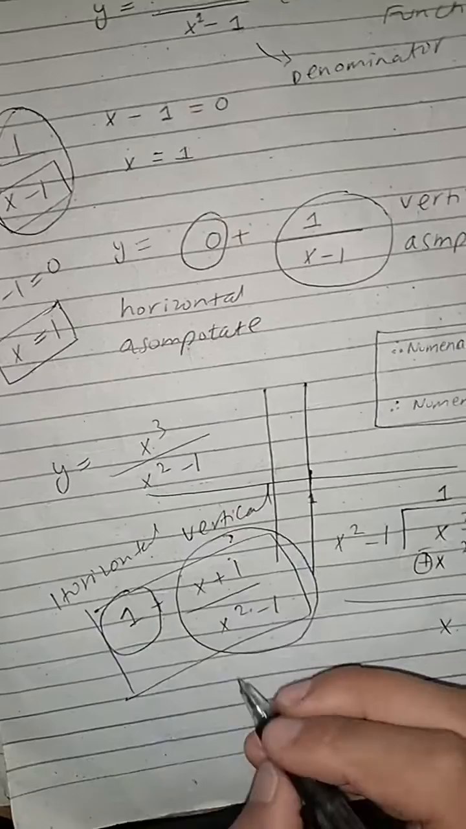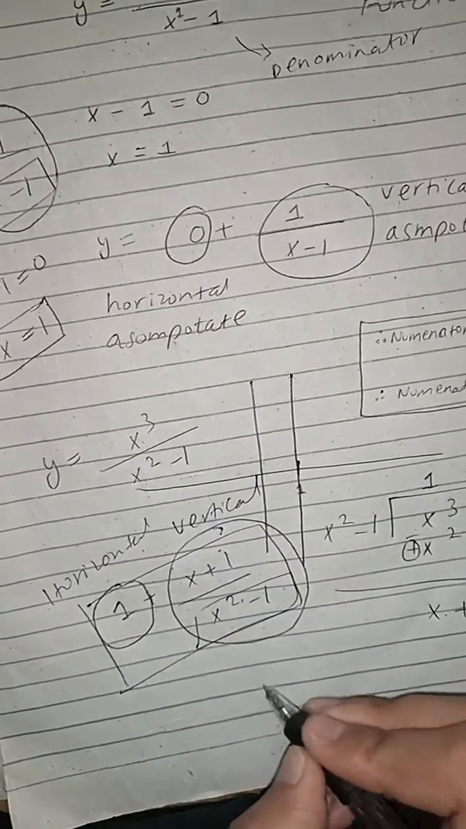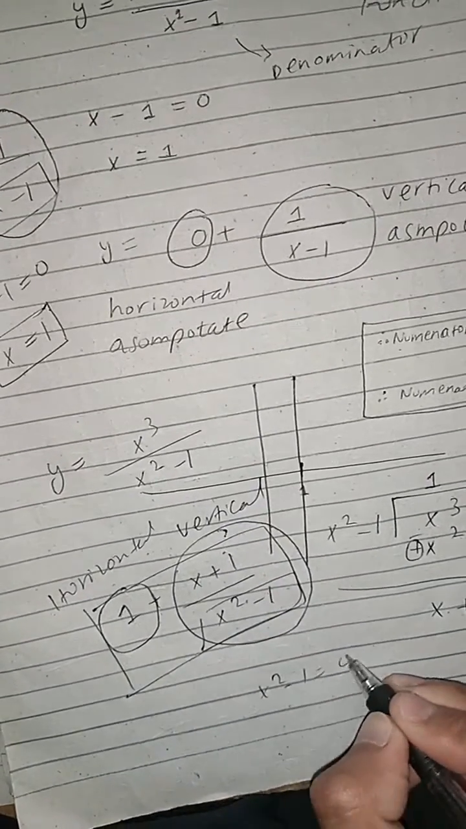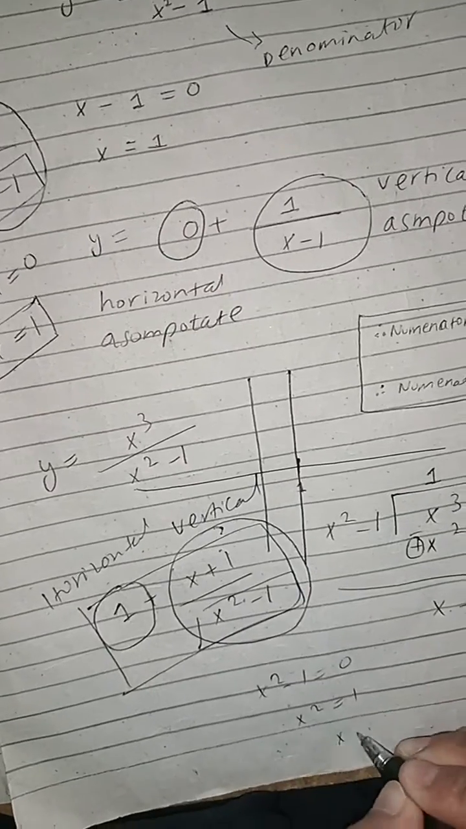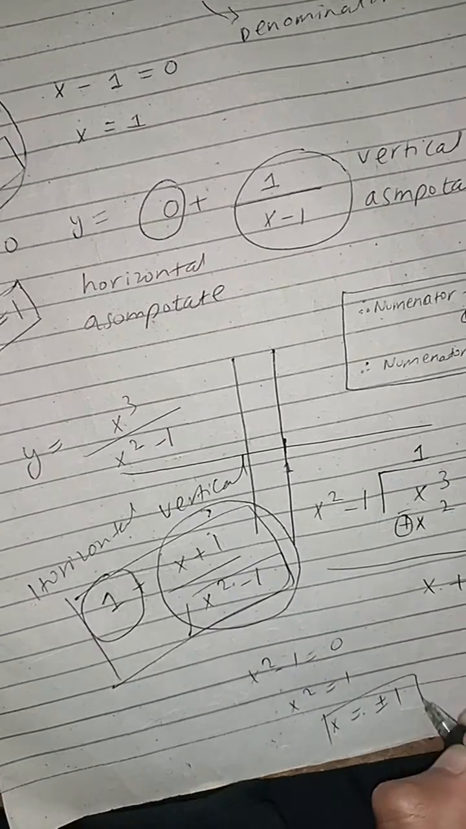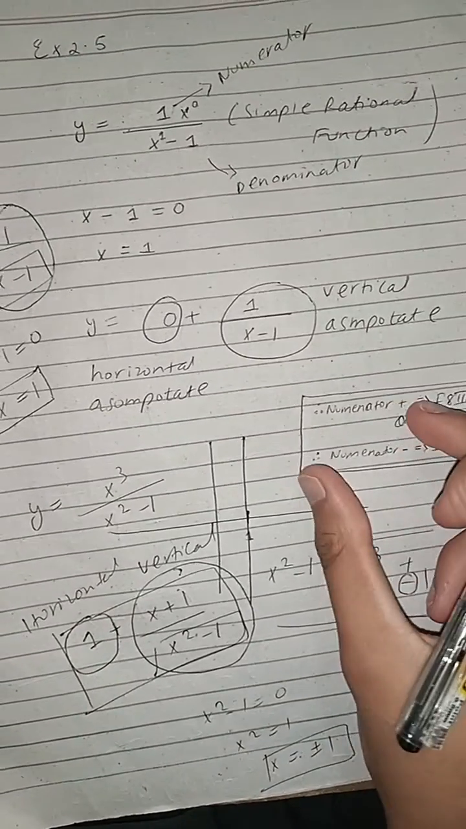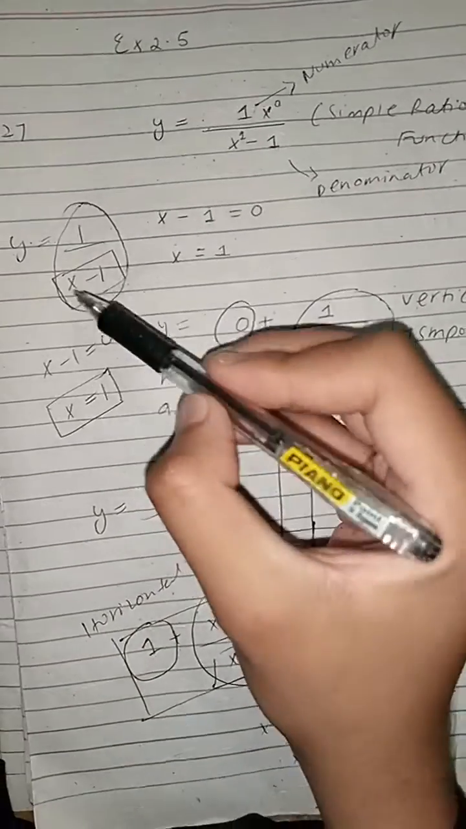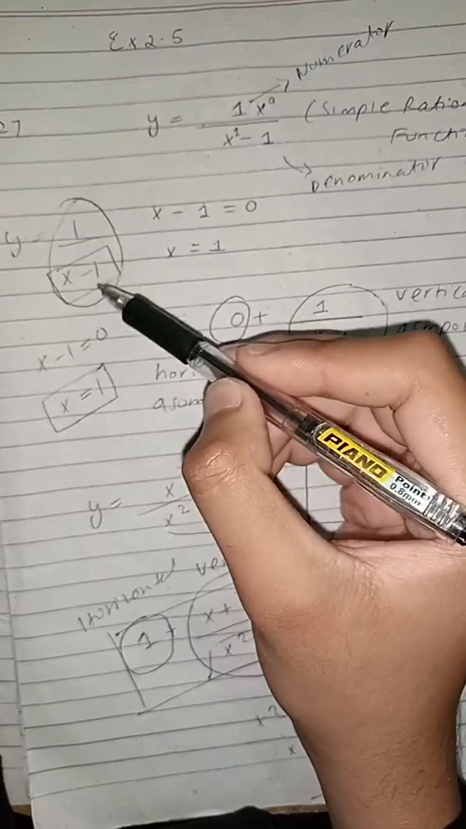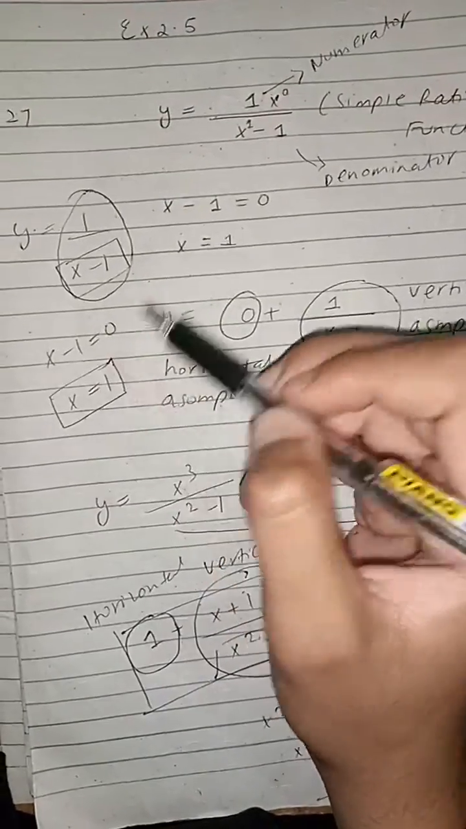The vertical asymptote will be where the denominator is equal to 0, which gives x equal to plus or minus 1. If you want to graph it, let's go with the question y is equal to 1 by x minus 1, where x minus 1 is equal to 0, so x is equal to 1.